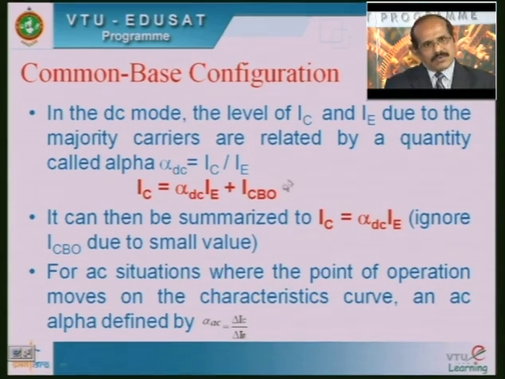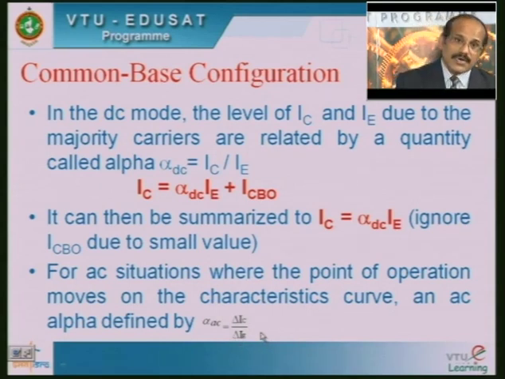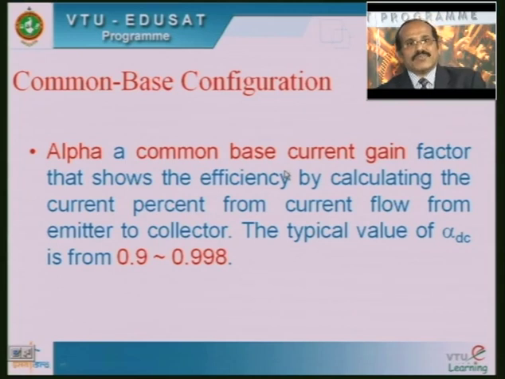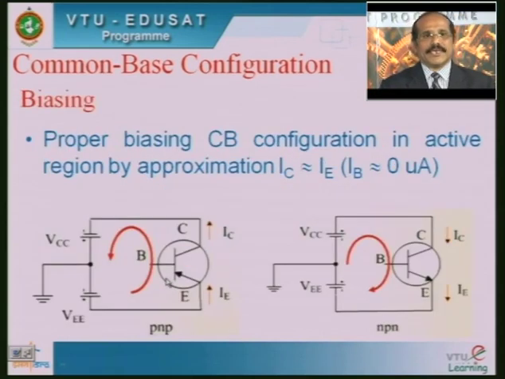Apart from the common base DC current gain, we have the common base AC current gain, called alpha AC, which is defined as the ratio of the change in output current, delta IC, to the change in input current, delta IE. Alpha is a measure of the current that flows from the input to the output, that is emitter to collector. Usually alpha DC ranges from 0.9 to 0.998. That is what this slide shows: the proper biasing of the CB configuration in the active region, approximating IC equal to IE. Since we neglected IB, you can see that the base terminal is floating.